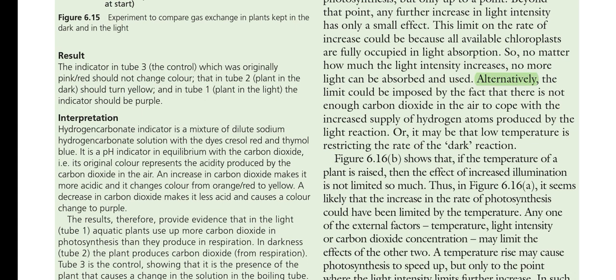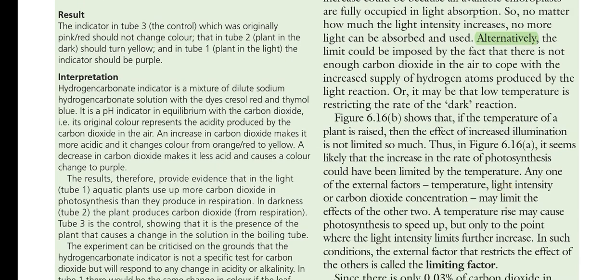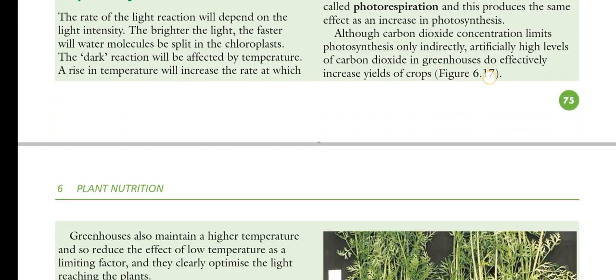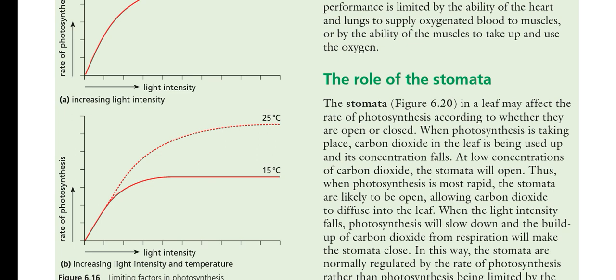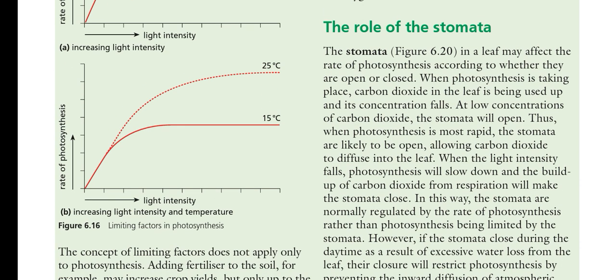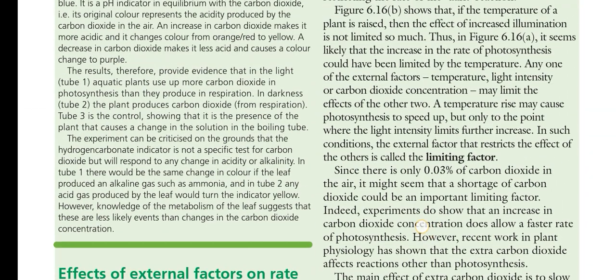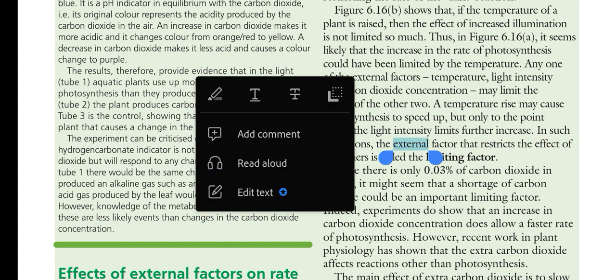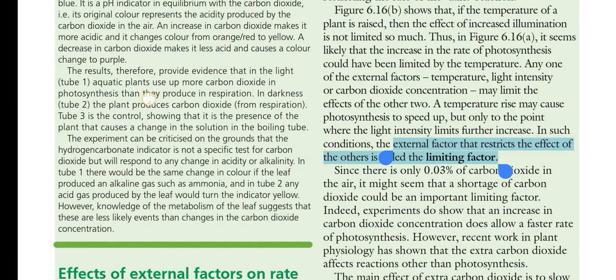So in graph B, if we increase the temperature, the effect of increased illumination is not limited so much. In the second graph we have increased the temperature from 15 degrees Celsius to 25 degrees Celsius, so there is a higher rate at 25 degrees Celsius. A temperature rise may cause photosynthesis to speed up, but only to the point where light intensity limits further increase. In such conditions, the external factor that restricts the effect of the others is called the limiting factor. So this is the definition.